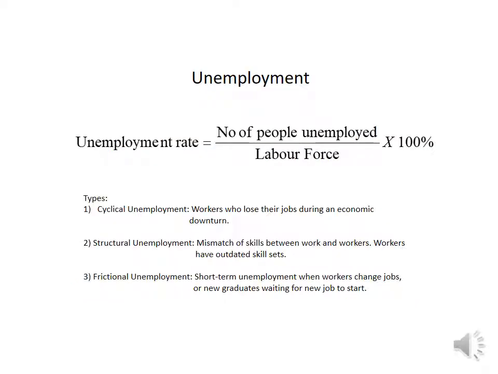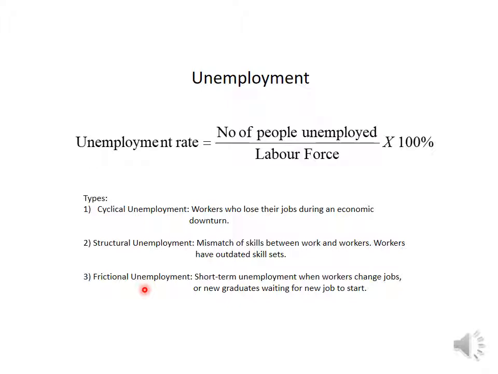Now, a little bit more about unemployment. There are three types. There can be cyclical unemployment. Cyclical means those people who lose their jobs during an economic downturn, during a recession. They can work and are willing to work, but can't find a job because of the economic climate. Structural are those whose skills are outdated, a mismatch of skills between them and what is required at work. Then frictional unemployment is a short-term transitional kind of unemployment, like graduates finding jobs, or people who are changing jobs.